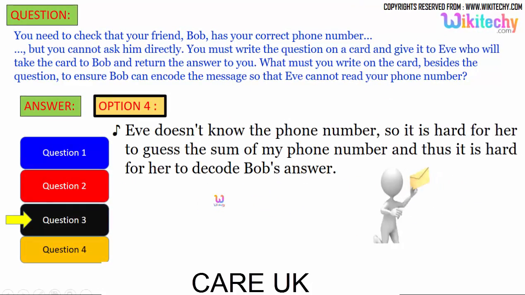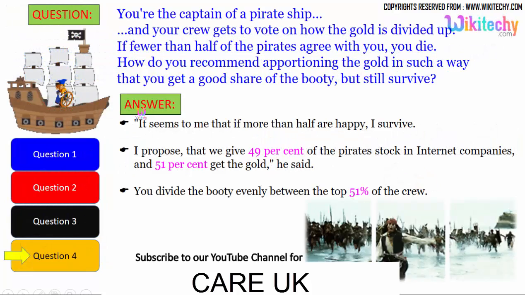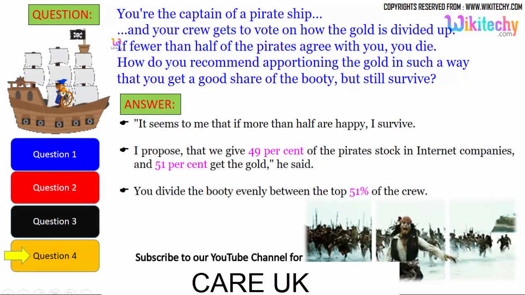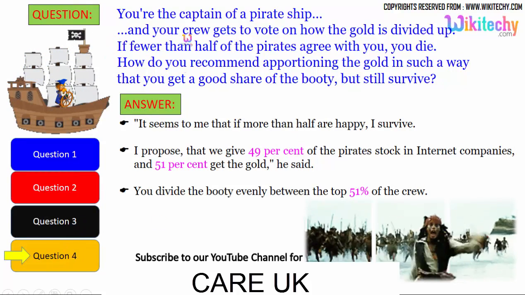Here is option 4. Eve doesn't know the phone number, so it is hard for her to guess the sum of my phone number, and thus it is hard for her to decode Bob's answer. I can ask him to add all my phone digits and give the sum. Simple. This is option 4. Let's move on to question number 4.